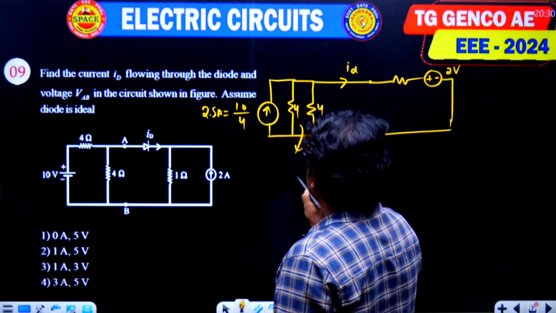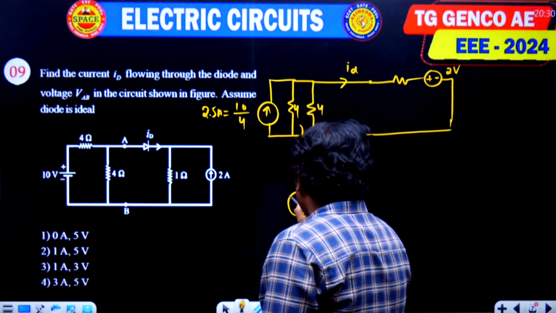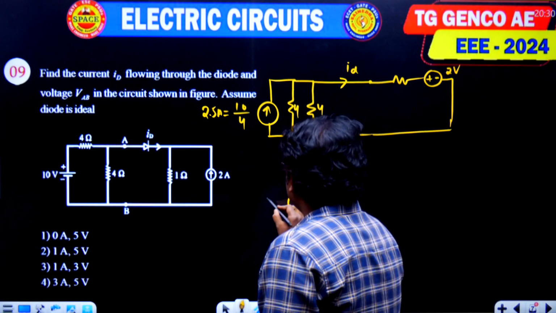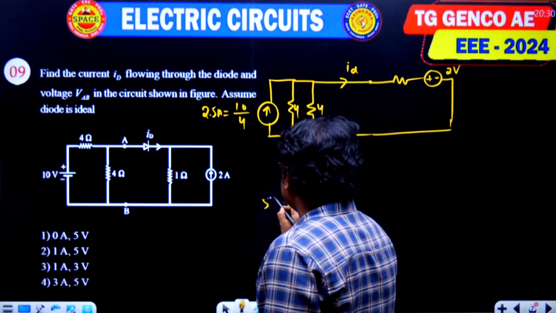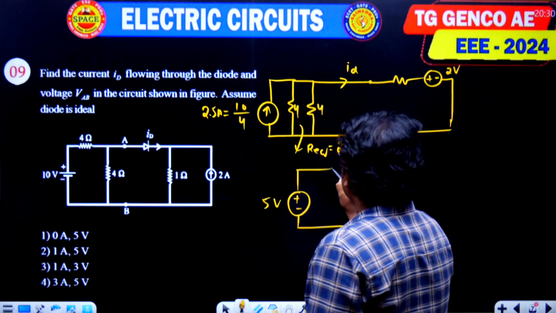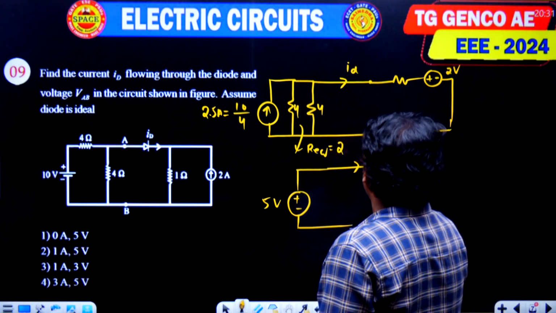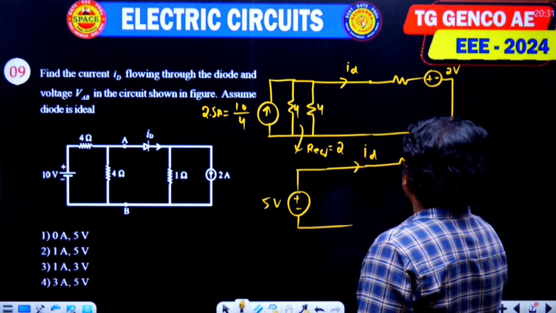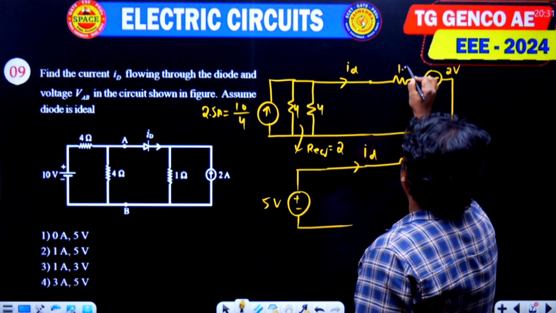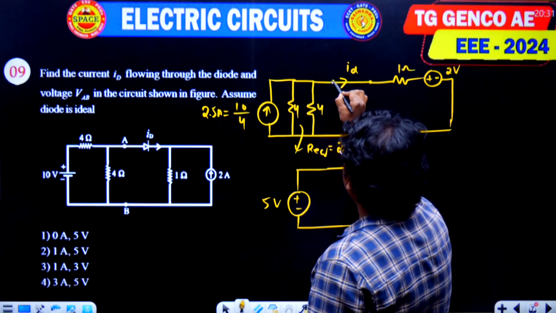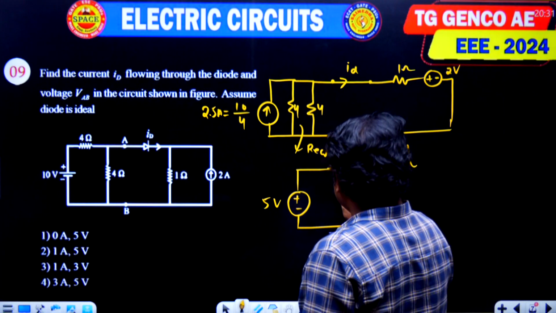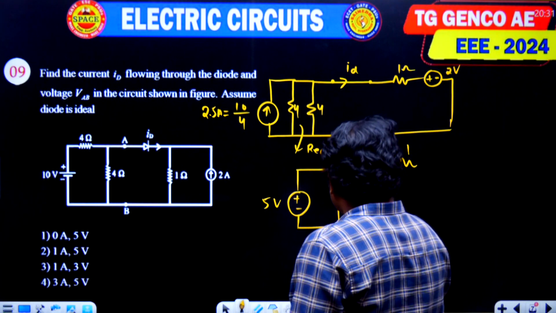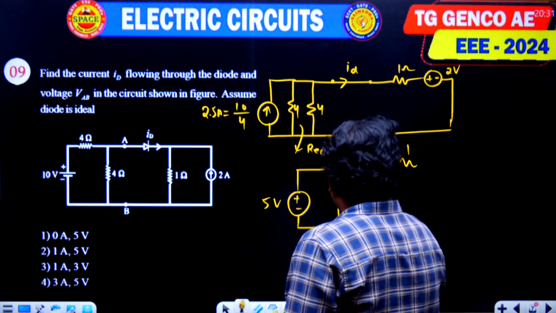Now again by source transformation, plus and minus, it is equal to V, so 2.5 into 2, that is 5 volts, and this current you can say is the diode current ID, and this resistance is 1 ohm. So now here 1 ohm. Already I have given the terminals, this voltage, and this resistance here is 2 ohms.